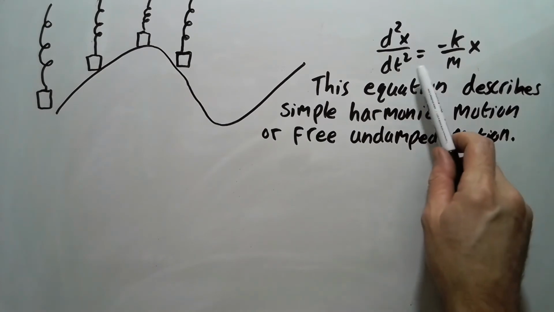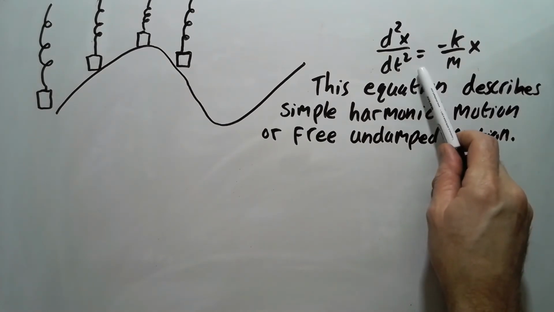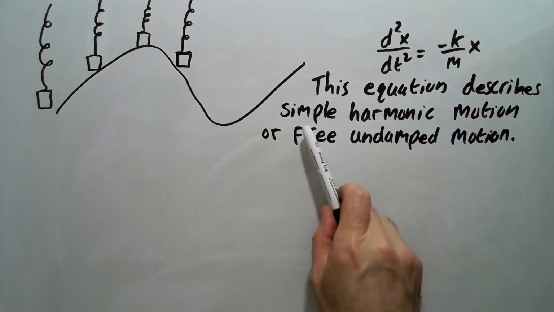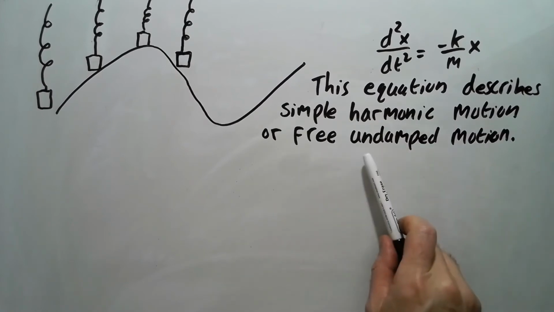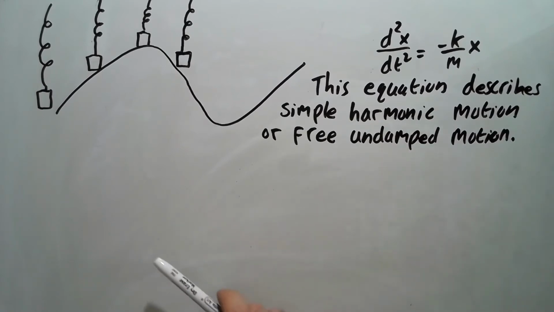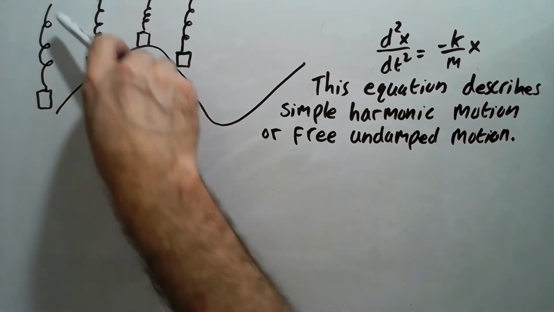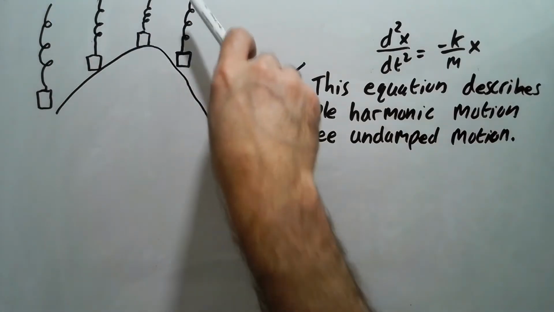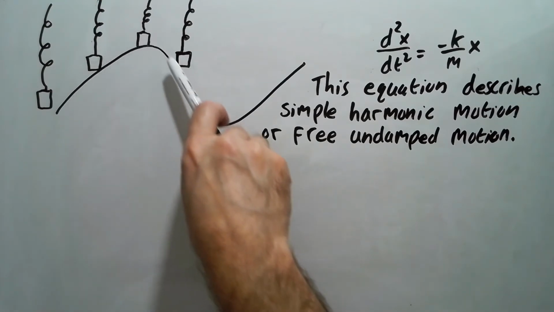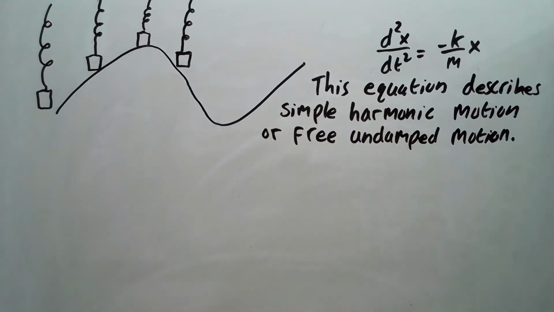Okay, so I've written our differential equation over here again. This equation describes simple harmonic motion, or free undamped motion. Here's how the oscillating spring would look. It would go up, then down, and then go up and down all the way. So it looks like it may be a sine or cosine type thing.